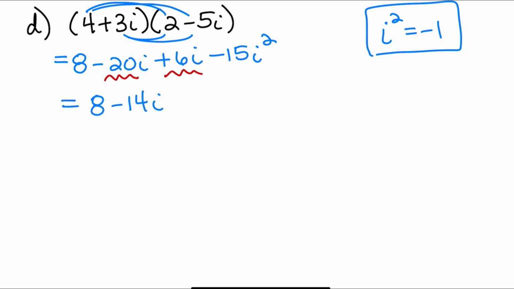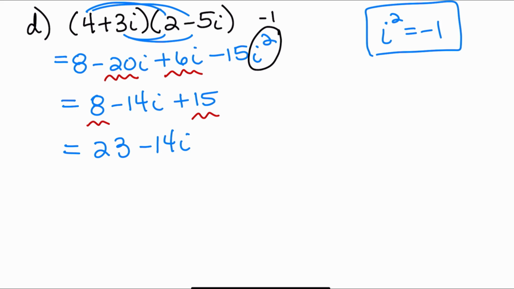But right here, be careful because i squared is just negative 1, which technically means that it's going to change the sign of that negative 15. Negative times the negative is going to be a positive 15, which now I can combine like terms because positive 8 and positive 15 are both now real numbers, and my final answer is 23 minus 14i.